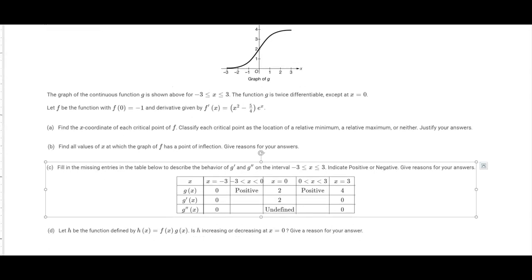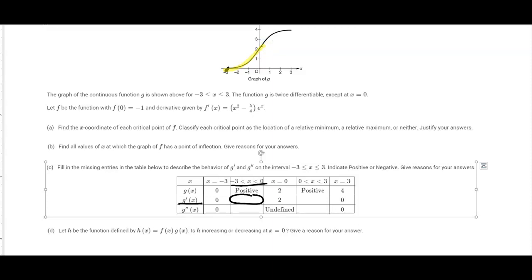Fill in the missing entries in the table below to describe the behavior of G prime and G double prime on the interval. Indicate positive or negative and give reasons for your answers. All right, so they want to know, what do I know about G prime on the interval from -3 to 0? So here's -3 and here's 0 on the graph of G. What do I know about G prime?